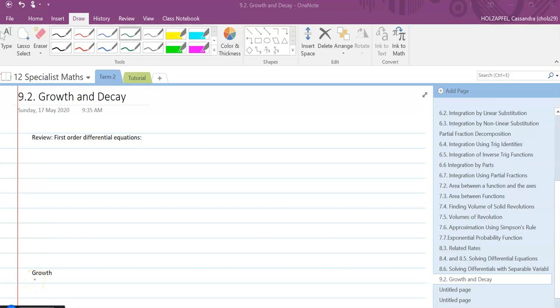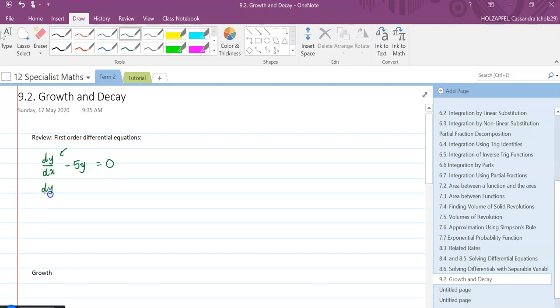Today we're looking at an application of first order differential equations. So let's just quickly do a little review of what a differential equation actually is. We have some sort of derivative, and it's only being derived once, and it's involved in an equation. And we would have to go ahead and solve for y in this particular instance.